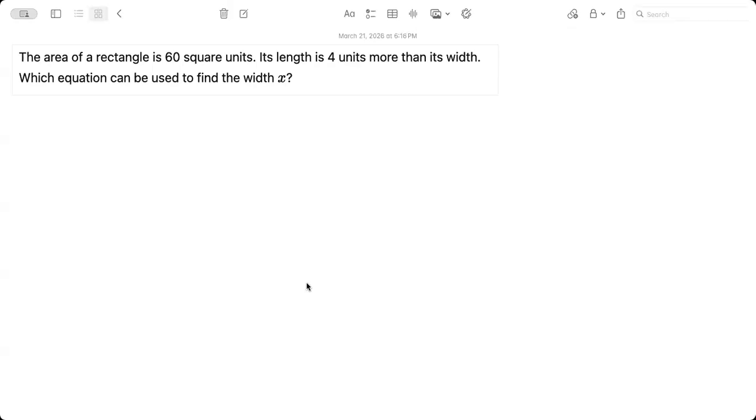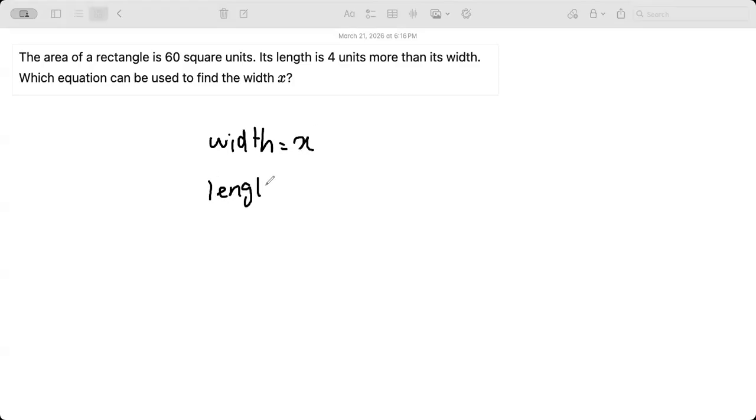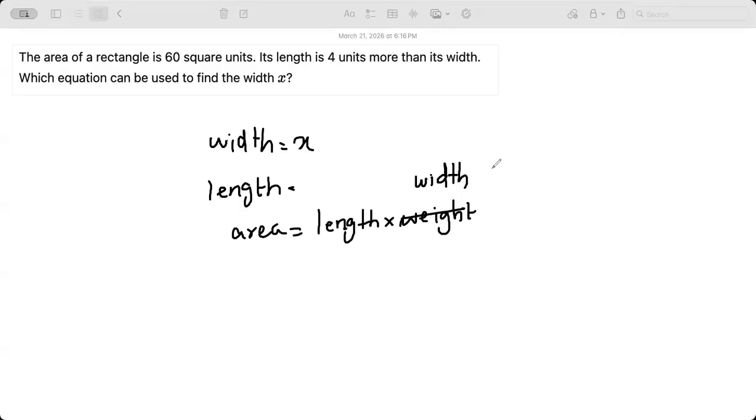Let's start with the width is x. How do you write the length? I'll help you, but you're going to do it. The width is x. The length is what? Can you write the equation for area? I want you to write the length equation based on what I wrote. What does it mean to say 4 units more than the width? W plus 4. Exactly.